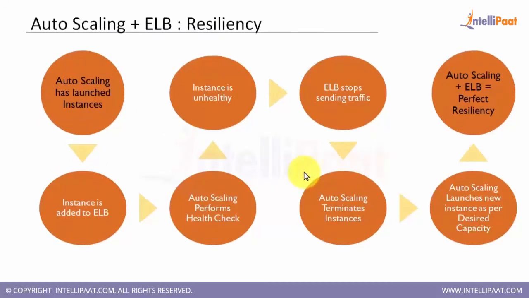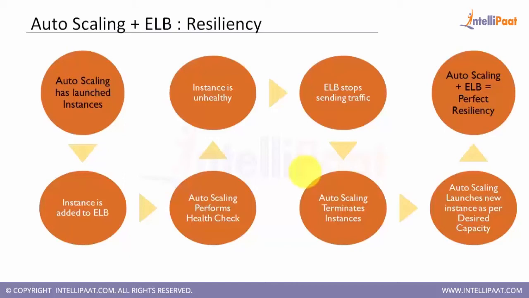Auto scaling with the elastic load balancer gives you perfect resiliency. So what happens? Suppose auto scaling has launched an EC2 instance. Now that instance is also added to the elastic load balancer. Auto scaling itself also performs the health check on the instance. Now we know ELB does perform the health check on the instance, and auto scaling also performs the health check on the instance.